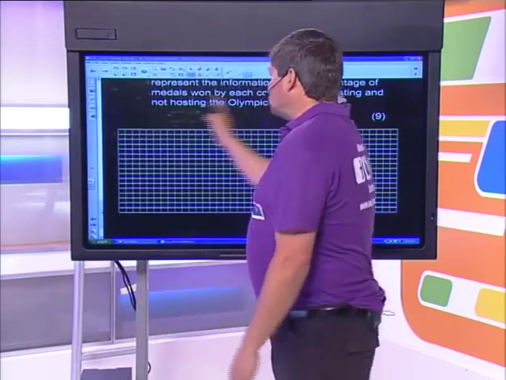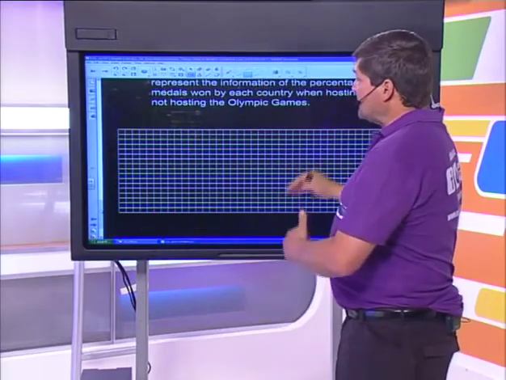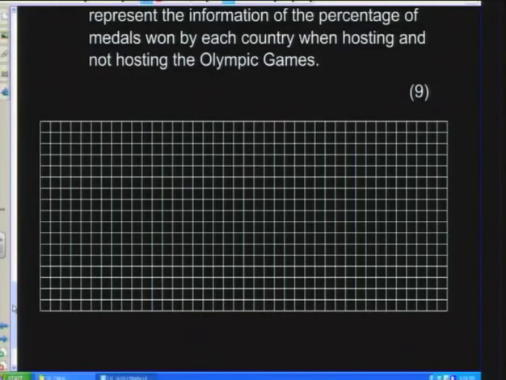And with the set of axes now, we are going to plot the medals that have been won. So what are we going to do? First thing we need is a title. So we're going to write down the title, and what kind of title would be good here? Well, we'd probably say the number of medals won in the Olympics.